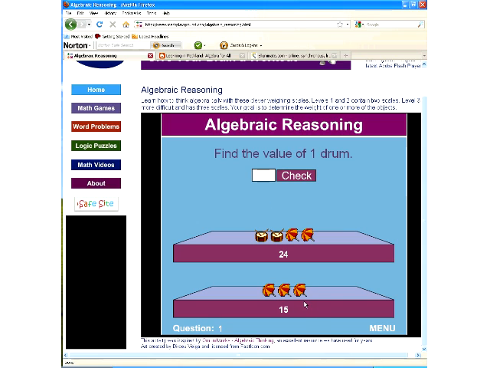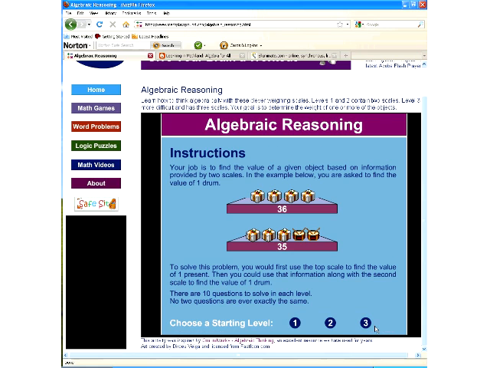So what they would do is first look at the scale where all they have is the umbrellas, and they know if three umbrellas have a value of 15, one umbrella would have to be 5. Then they can take that information and apply it to the second scale. These two umbrellas would have a value of 10. We subtract that from 24, and that means the two drums have a total value of 14, so one drum is 7. And we check our work, and that's correct. And it can get quite difficult.